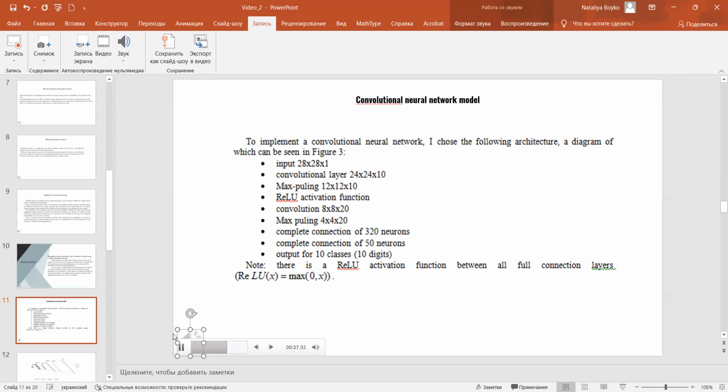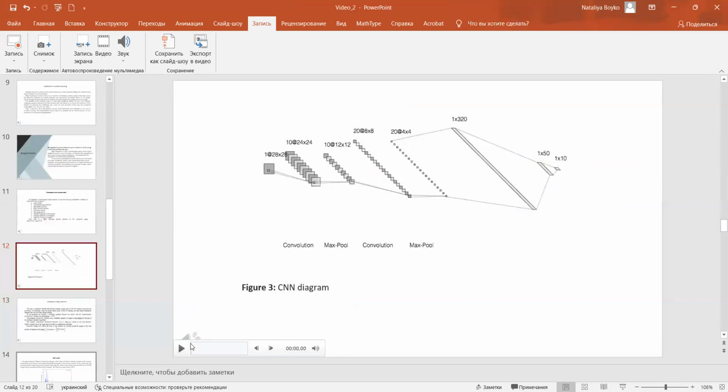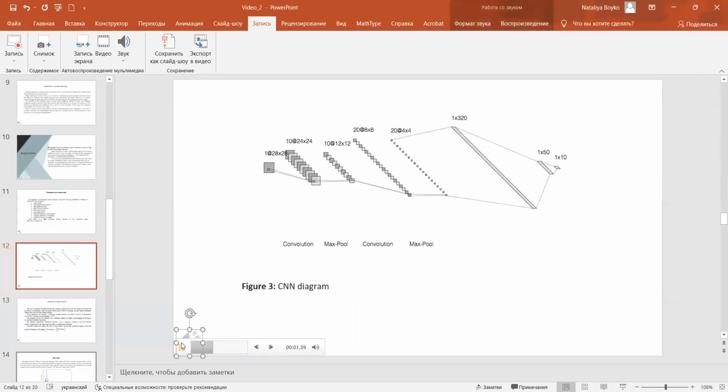Full connection of 320 neurons. Full connection of 50 neurons. Output for 10 classes, 10 digits. Note, there is a ReLU activation function between all fully connected layers. ReLU of x is equal to the maximum between 0 and x. Figure 3. CNN diagram.